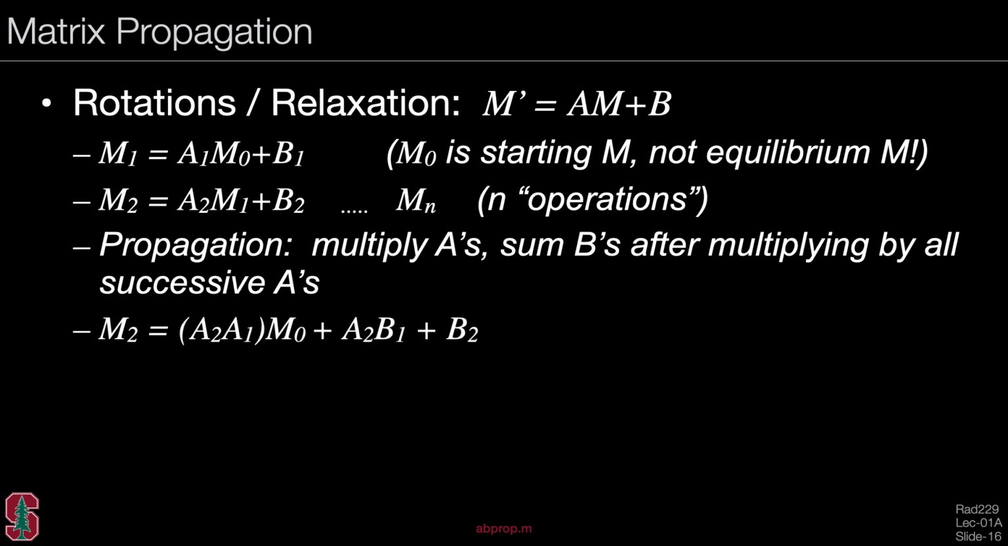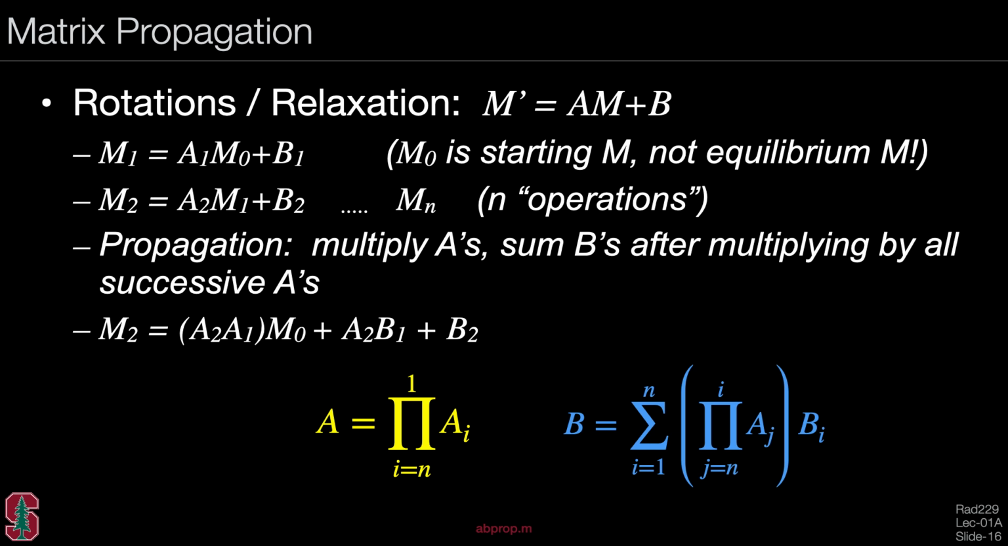And this takes the form that looks like this for this simple example, where the overall A matrix is the product of A2 and A1, and the overall B vector is A2B1 plus B2. So we can write this in this form here, where A is simply the product. Notice that these are in reverse order. And B is the sum of the product of successive A matrices in reverse order multiplied by the B vectors.